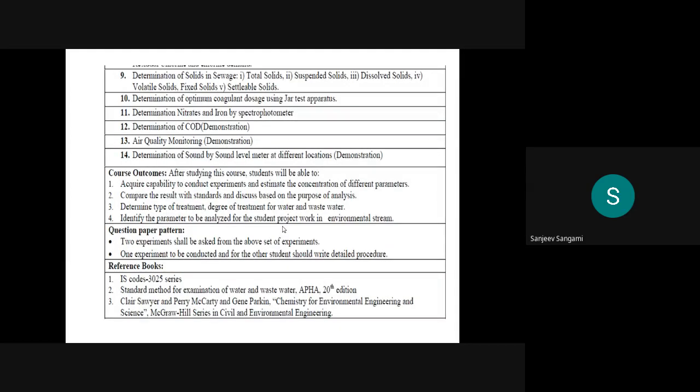I recommended some of the textbooks. They are very good from a future point of view as well as the examination point of view. I have also explained the examination pattern. Two experiments will be given. The first experiment is for conduction, and the second experiment is for the write-up.